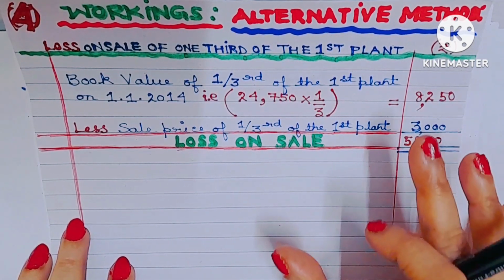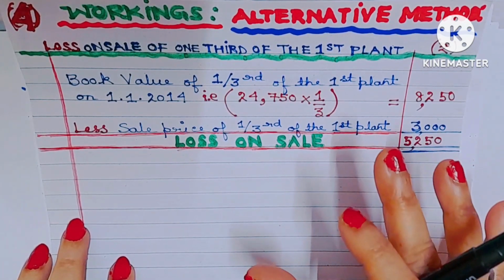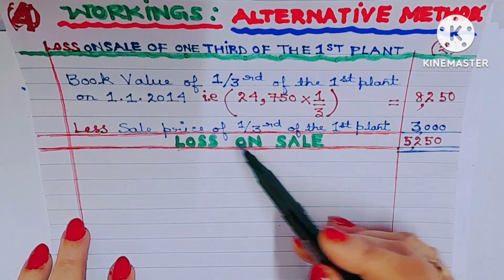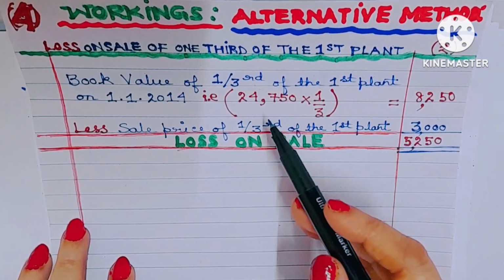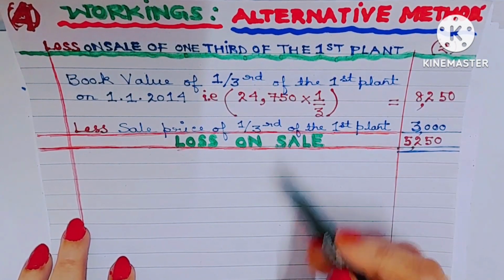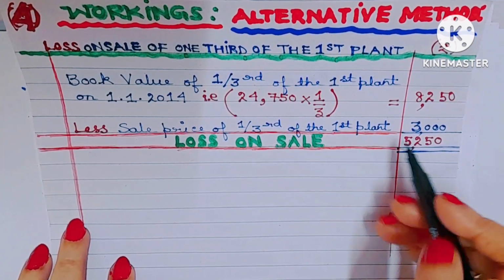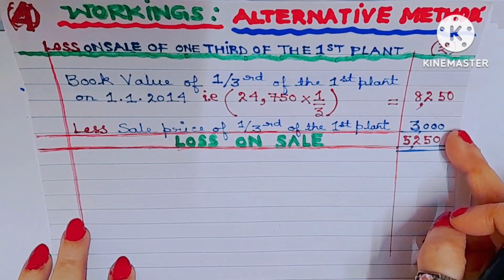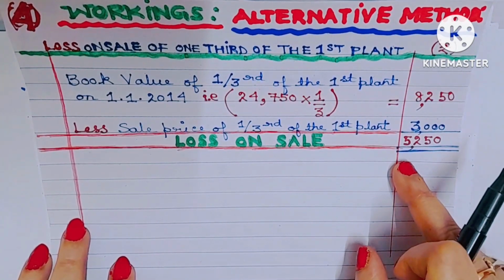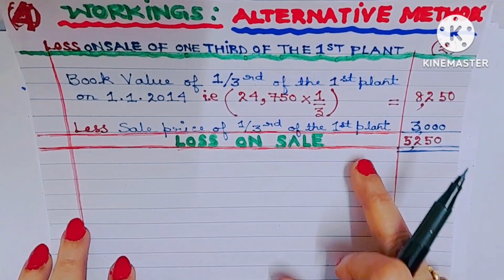Because Baba Limited has sold only 1/3 of the first plant on 1st January 2014 and not the whole plant. Understood? Now, the book value of 1/3 of the first plant on 1st January 2014 is 8,250. What is the selling price? Less sale price of 1/3 of the first plant on 1st January 2014 is 3,000. Understood? Now, if you deduct 3,000 from 8,250, that will give you 5,250. So, this is the loss on sale of 1/3 of the first plant.